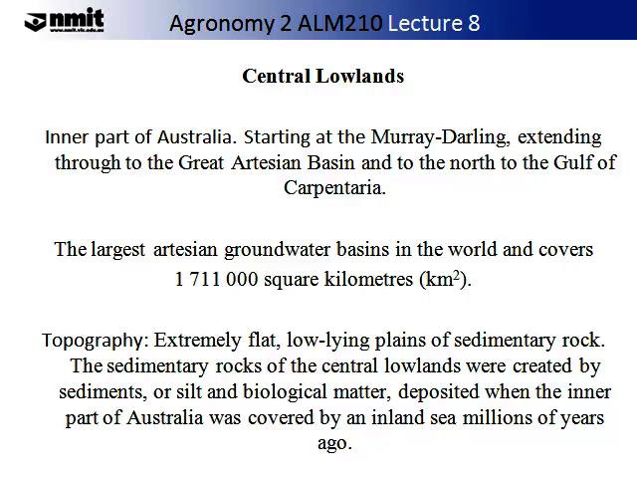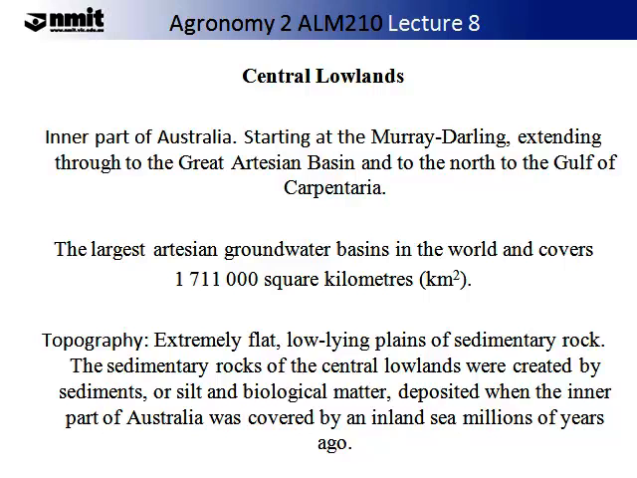The central lowlands are in the inner part of Australia, starting at the Murray-Darling and extending through to the Great Artesian Basin and to the north of the Gulf of Carpentaria. They account for about 25% of the continent and are characterised by extremely flat, low-lying plains of sedimentary rock. The sedimentary rocks of the central lowlands were created by sediments or silt and biological matter, deposited when the inner part of Australia was covered by an inland sea millions of years ago.